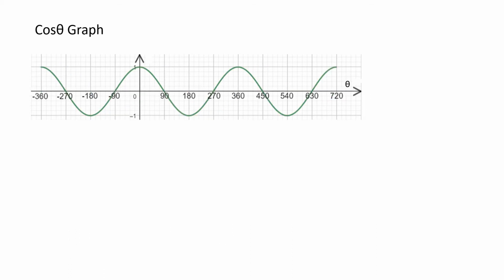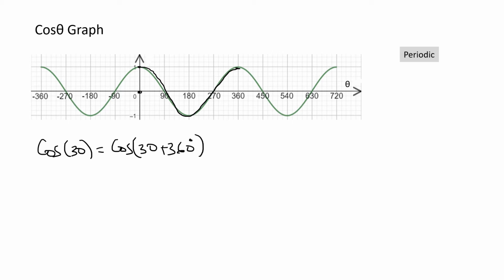Let's look at the cosine graph. We have seen the cosine graph in the previous video. When theta is 0, cosine value would be 1. It is kind of a slightly shifted version of sine graph. And again, it is periodic. If you look at this one, this shape repeats every 360, which means cos 30 is the same as cos 30 plus 360. Cos 30 is somewhere here, you can see. And 360 plus 30 is 390. It is somewhere here.